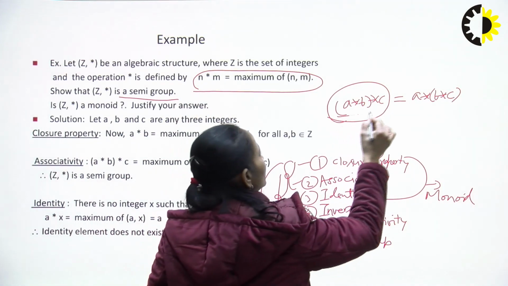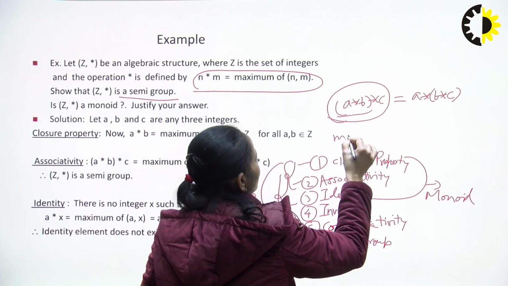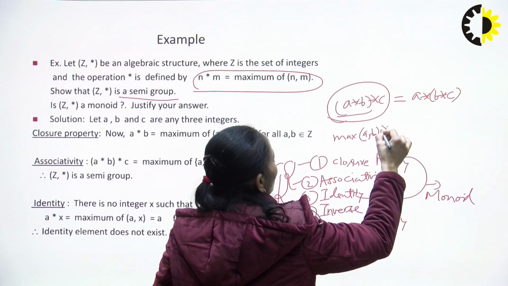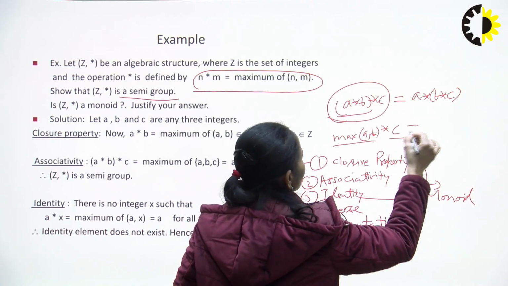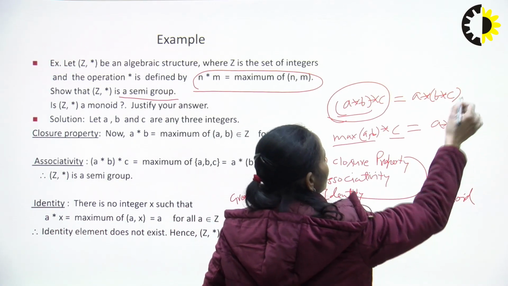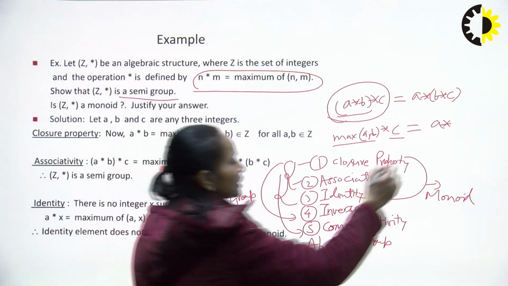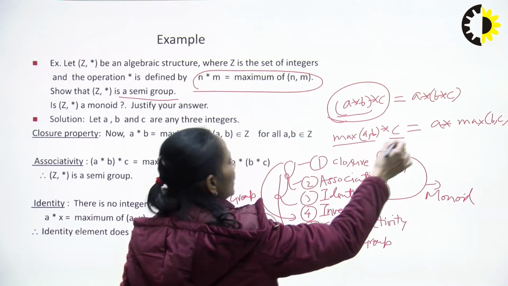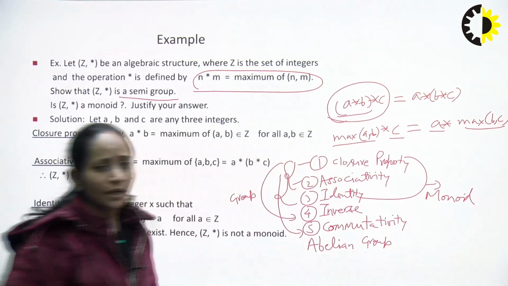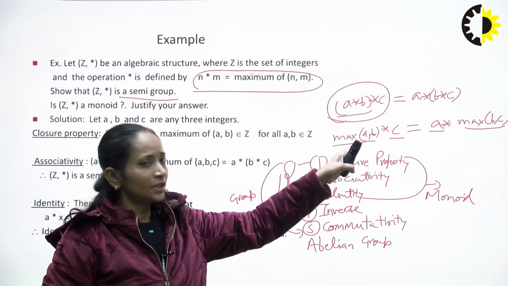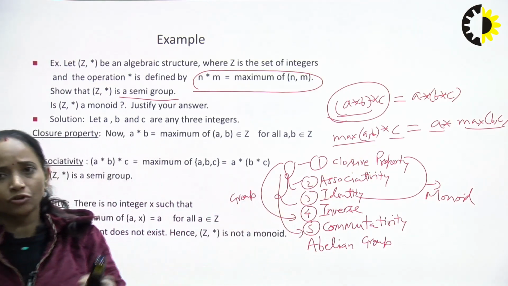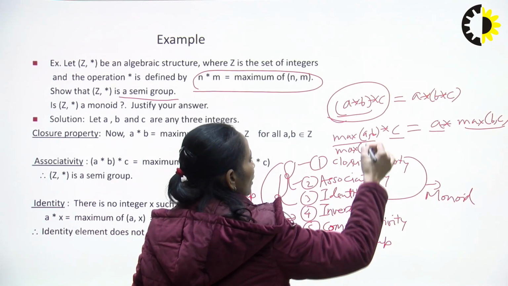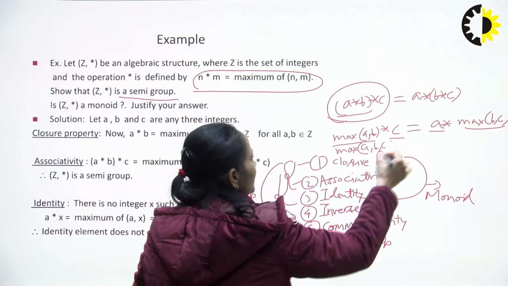If we solve A cross B within the bracket, it is maximum of A comma B, cross C. This is the first value, this is the second value. This is also equal to A cross, what is the value of B cross C? This is the maximum of B comma C. Now this is the first and this is the second. Suppose this is x, then x cross C means maximum of x comma C, so the maximum of A, B and C.